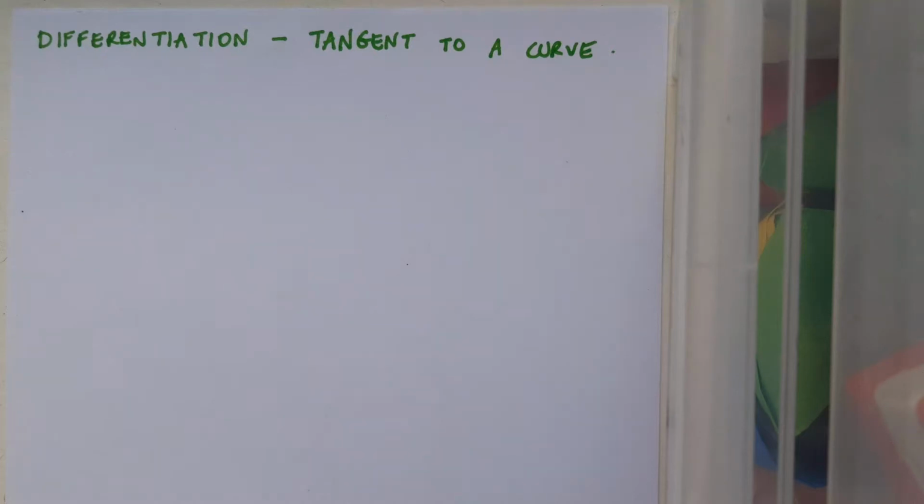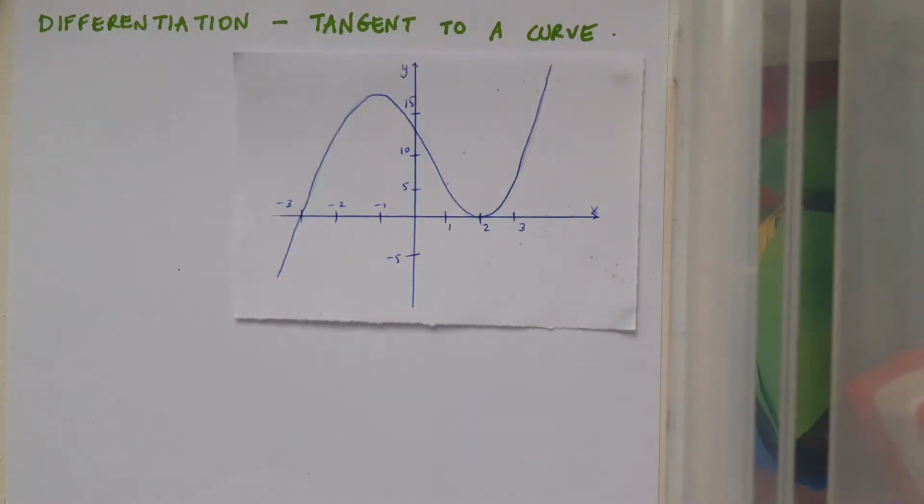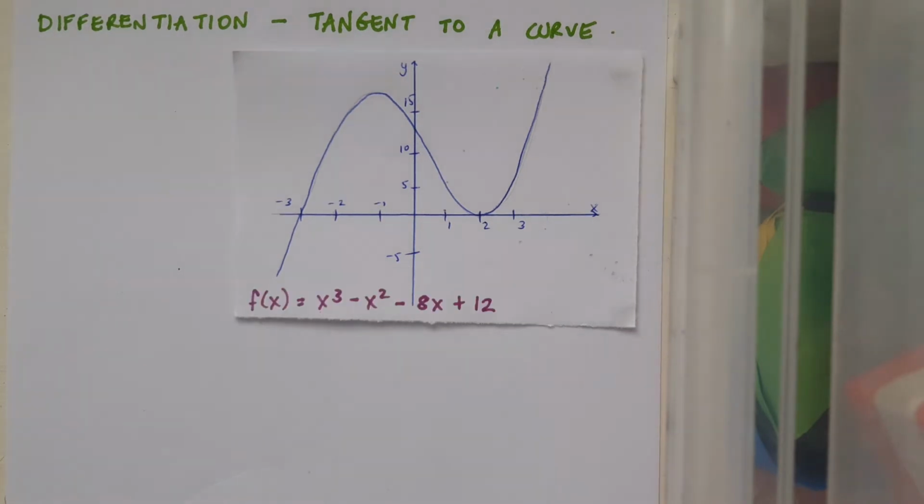This video is about differentiation with a focus on tangent to the curve. And just for the purposes of illustration of what's going on here, I'm including a function and its graph. So it's a cubic function and it's x cubed minus x squared minus 8x plus 12.